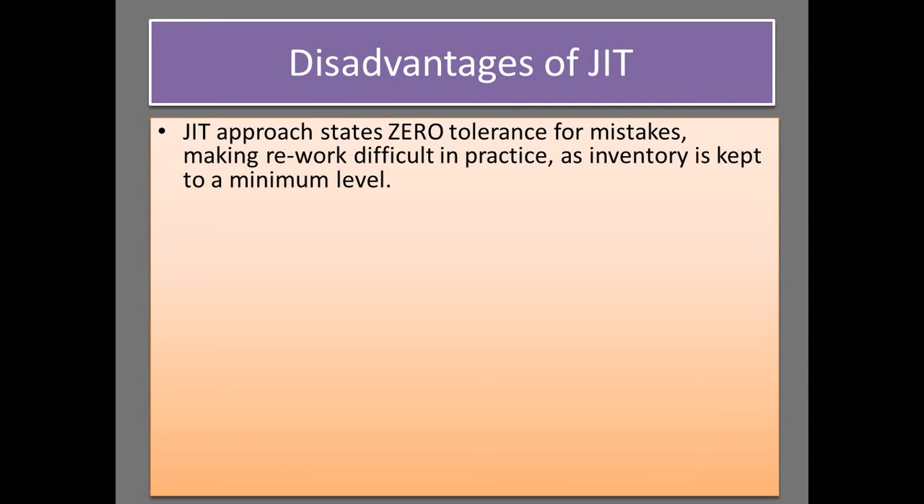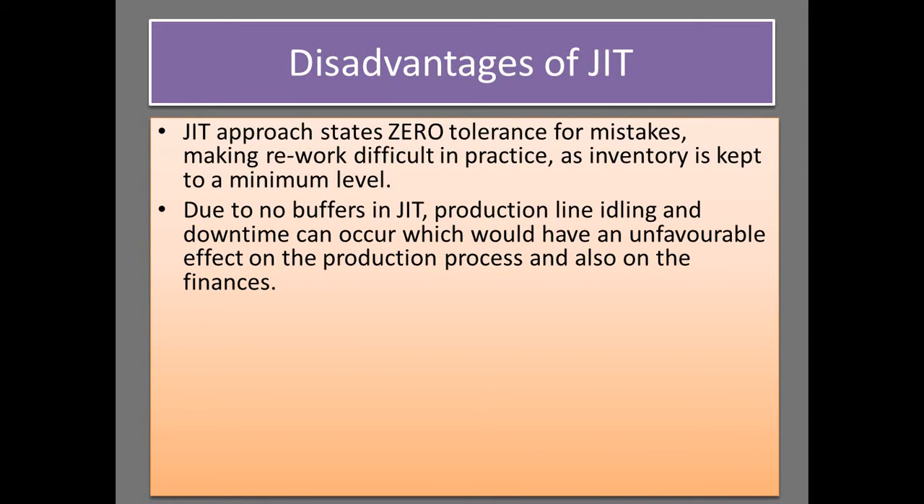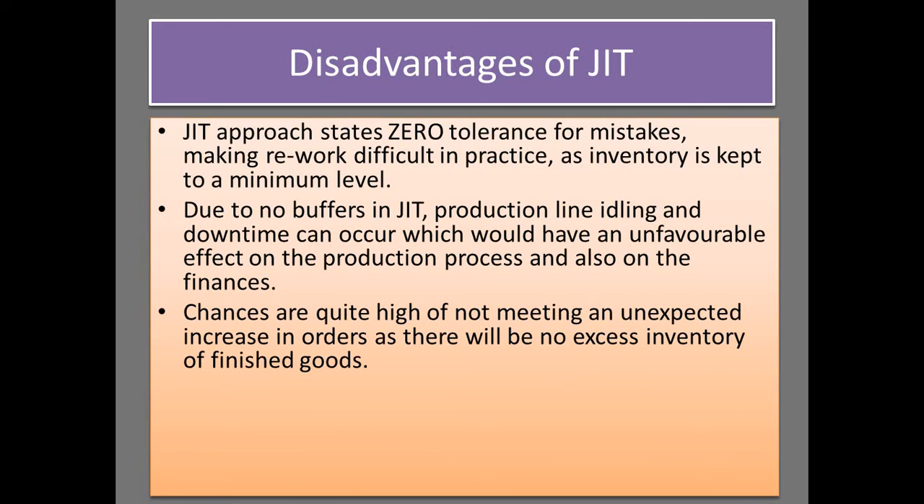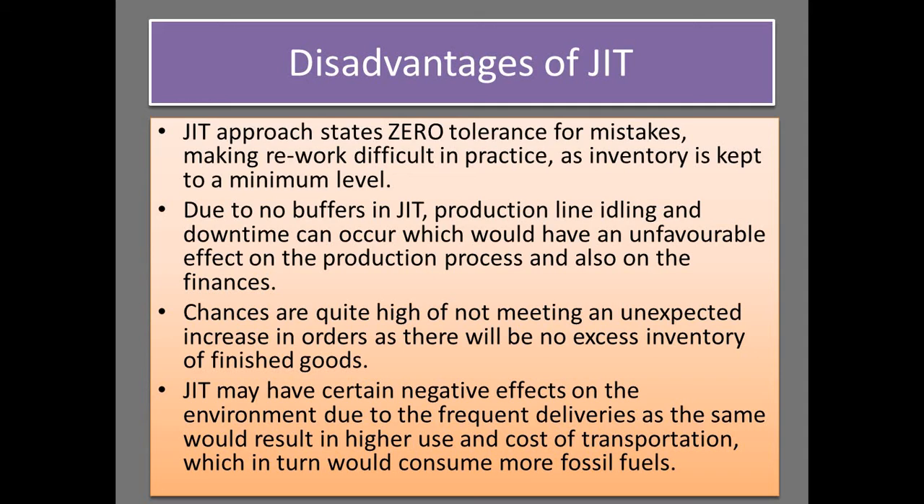Now we will see what the disadvantages of this principle are. It has zero tolerance for mistakes, making rework difficult in practice, as inventory is kept at a minimum level. We will not have any buffer. In case of any damage or quality issue with products, there will be no other inventory for producing to meet the customer demand. Then there will be delay. If there is any delay in the raw material procurement, it will lead to a line failure or line stop, because we do not have any inventory.